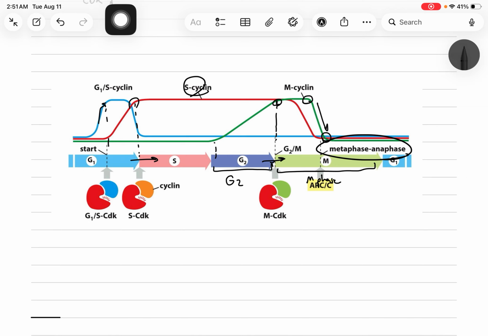Each cyclin binds CDK and targets it to a completely different set of substrate proteins. So the cyclin is what gives the CDK its specificity. Same enzyme, different job, depending on which cyclin is attached.